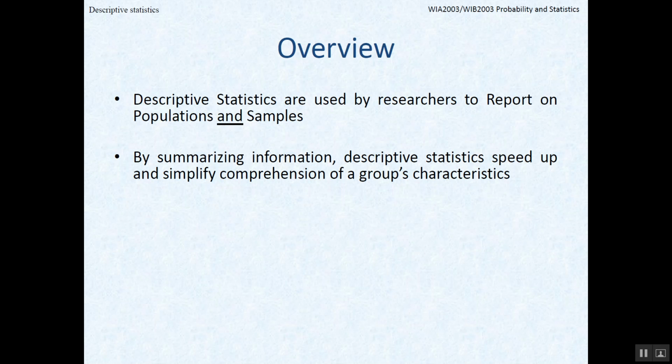Whatever report that you're going to write to represent populations and samples is called descriptive statistics. Basically, how you do it is by summarizing information, and descriptive statistics also speeds up and simplifies comprehensive or group characteristics. That means when you are studying some kind of trend, pattern or behavior in that particular population, the descriptive statistics that you're going to see after this help you to conclude or summarize what is actually happening or what you can observe in that particular group that you are studying.